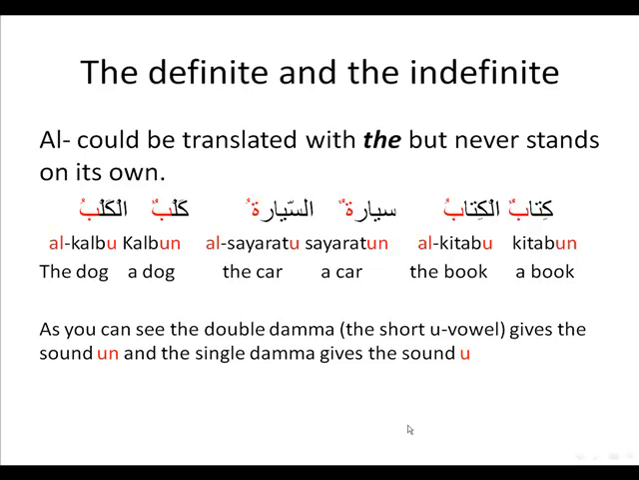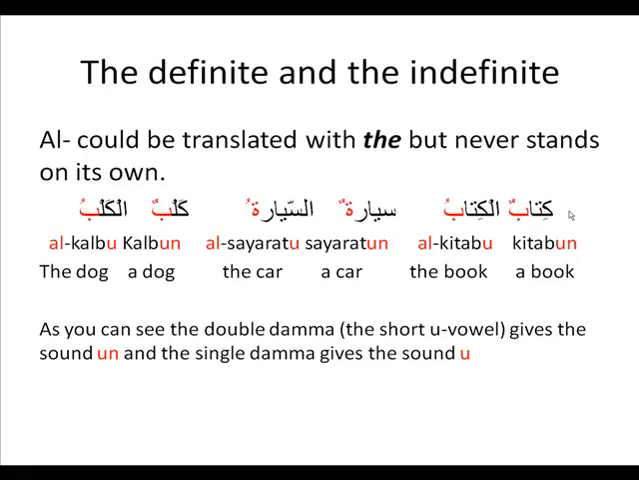And we have a couple of examples here. If we look from right to left, we have kitabun, and you can see the two dammas at the end, the two u vowels, signifying that it's indefinite. Two u vowels together are read like "un". Kitab is what we have said up until now. Kitabun is what we will say from now onwards, showing it's an indefinite word.